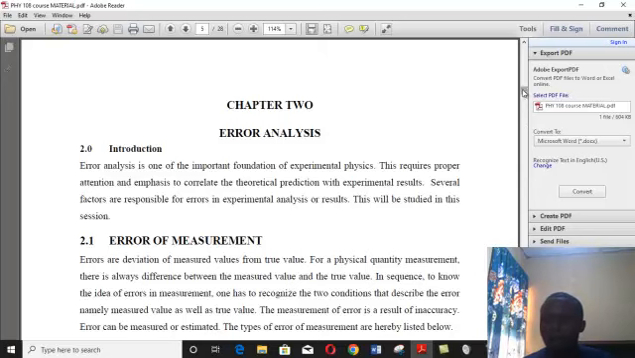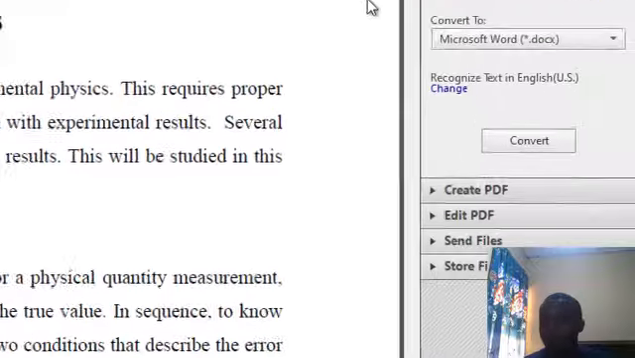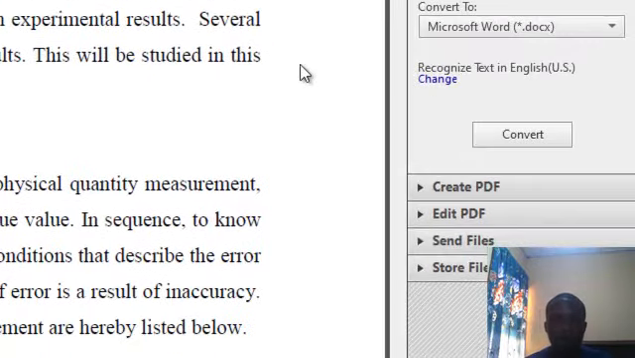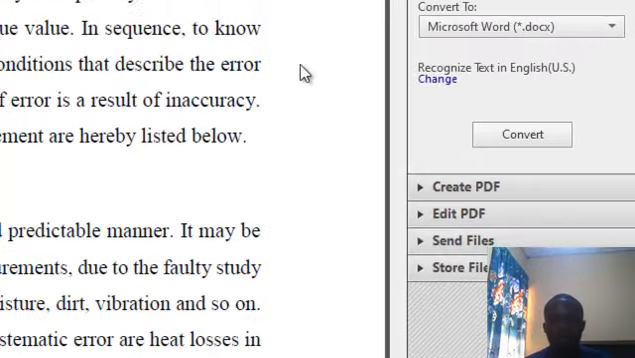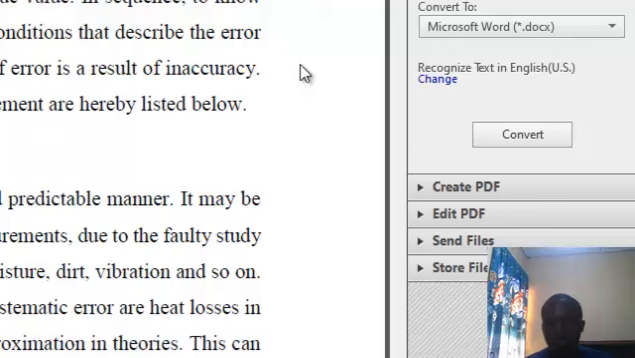So I believe the next thing is the error analysis. What do you mean by error? Error is one of the important foundations of experimental physics, and you need to pay proper attention to it, as it can affect the required value. And some of the things we'll be doing is, how do we measure this error?